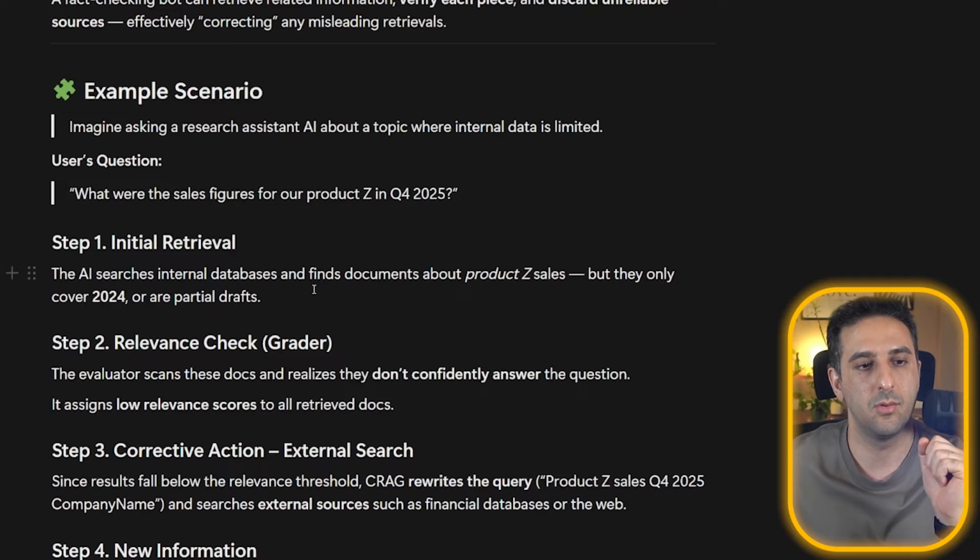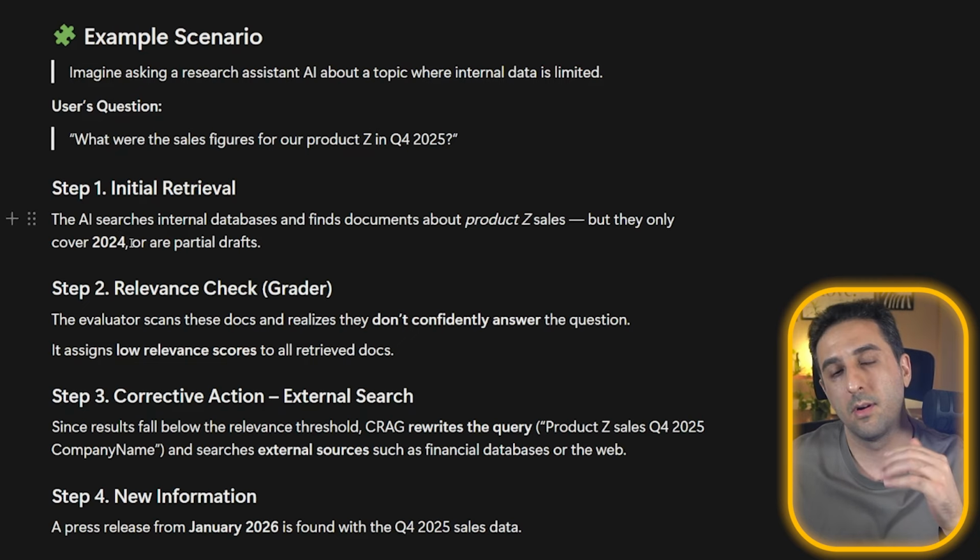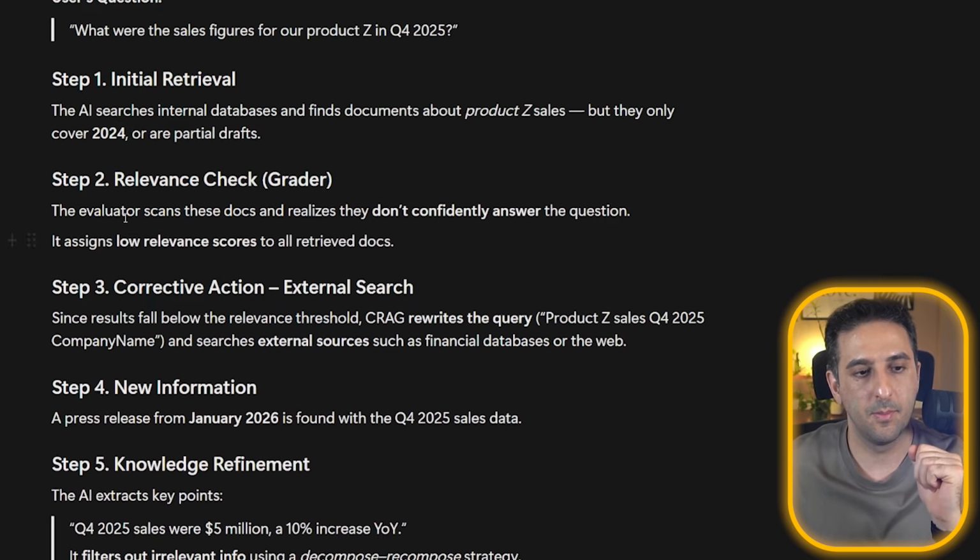So let's also go through an example scenario. Imagine asking a research assistant about a topic where internal data is limited. So the user's question: what were the sales figures for our product Z in Q4 2025? The AI searches internal databases and finds documents about product Z sales, but they only cover 2024 or are partial drafts. Step 2, relevance check. The evaluator scans these docs and realizes that they don't confidently answer the question. It assigns low relevance scores to all retrieved documents.